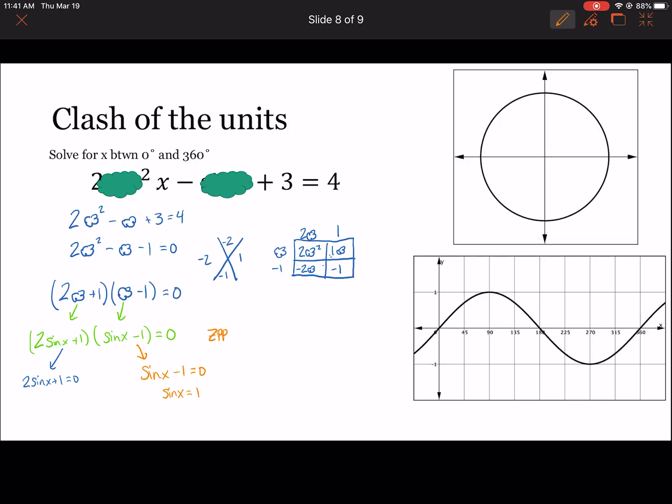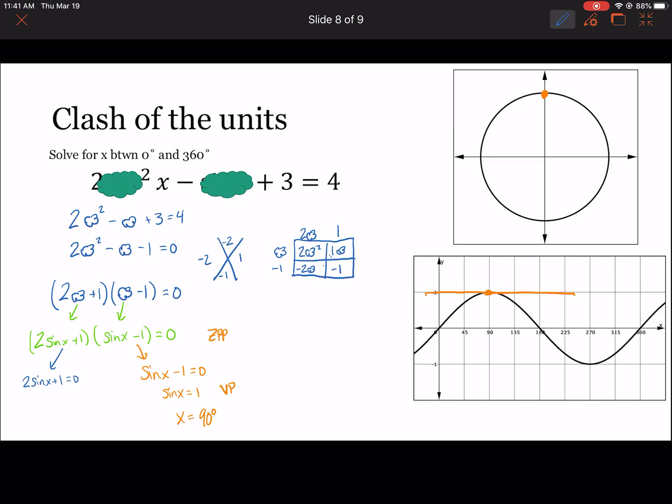And again, now I'm referring to the vertical position on the unit circle, and where that is going to be a +1 is right here at 90 degrees. Similarly on the graph, where is it +1? Well, they intersect right here, again at 90 degrees.